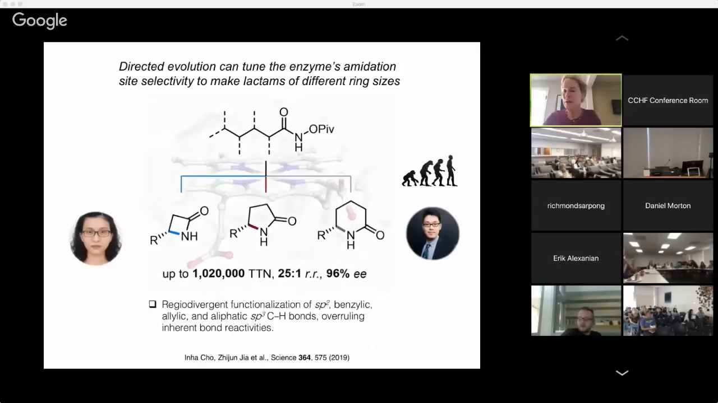They didn't stop there. We have this enzyme that we started with that can make the 4-membered ring, but you can tune it now. So they made different versions of the enzyme that primarily make the 5-membered ring, and you can also tune it to make the 6-membered ring. So you have something with very good selectivity in terms of ring size, in terms of enantioselectivity, and it's all tunable by evolution. So you can take a substrate like this with all these different possible sites for reaction and tune the enzyme to choose them, overruling any kind of inherent bond reactivities of the system.